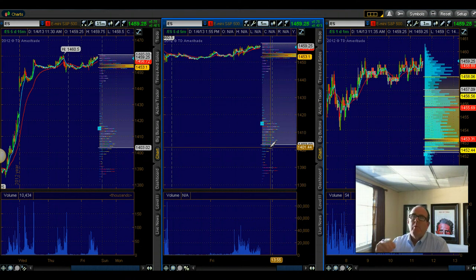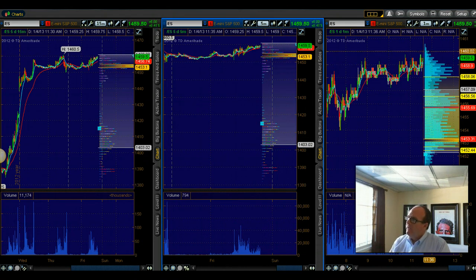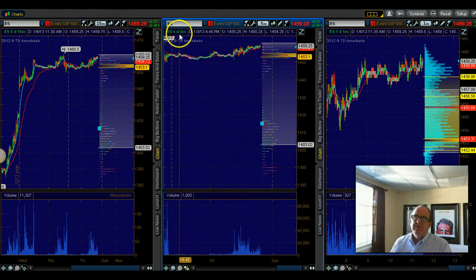So if you bought one contract at 1459 here, and you thought we were going to go higher, and it went to 1460 and you sold it, that would be a 1-point move. Each point is worth $50 per contract. So you'd make $50 on that trade. Let's assume commissions are somewhere in the $250 range.